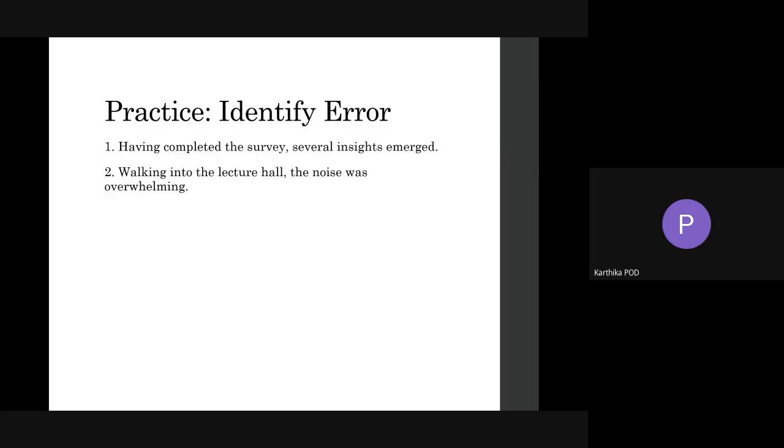Right. Next one is "walking into the hall, the noise was overwhelming." What could be a better, not better, this is grammatically wrong. So what's the right way of putting this sentence together? "Walking into the lecture hall, the students' noise was overwhelming."